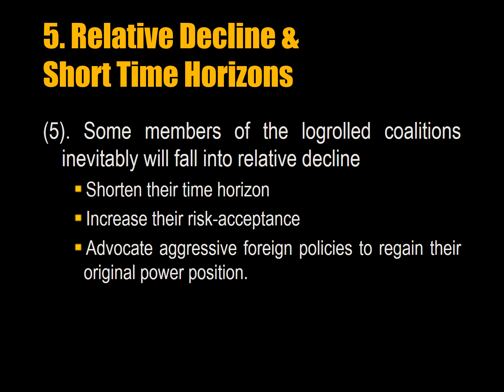Now, some of the members of the log-rolled coalitions inevitably will fall into relative decline, such as the traditional landowners in Germany relative to the rise of the urban capitalists. This leads them to shorten their time horizon and increase their risk acceptance, and to advocate aggressive foreign policies to regain their original power position.